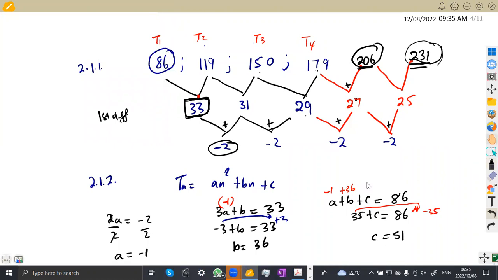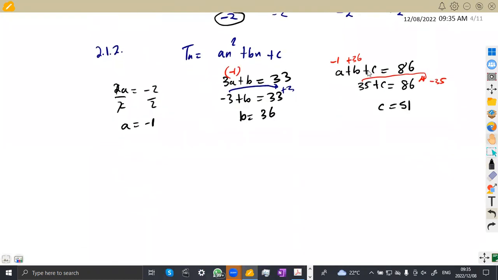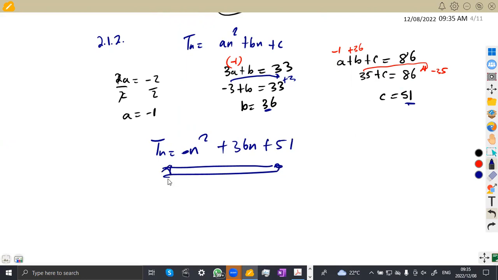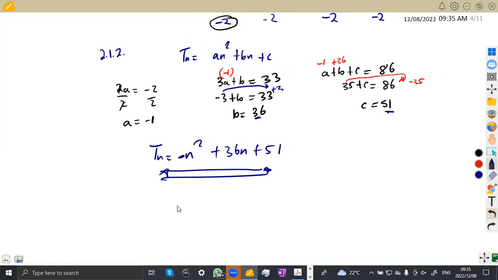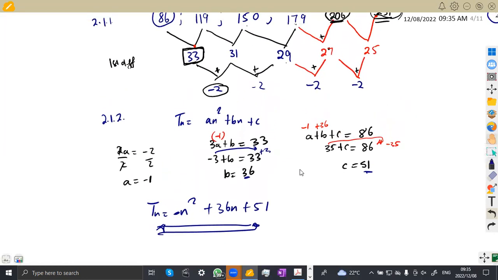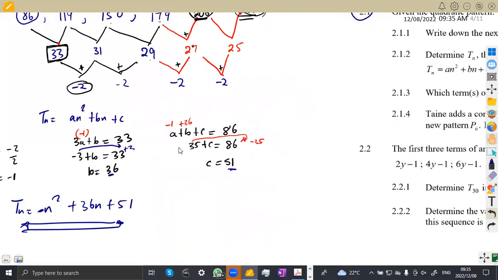So now it's a matter of substituting into the formula of Tn here. Remember, we said our Tn is equivalent to an squared, and our a is -1, so it's -n squared plus bn, which is plus 36n, plus c, our c, which is 51. So that's your Tn, guys, in terms of n. So as you can see, it was a pretty clear and straightforward question. All you need is to be very careful on working out these questions.